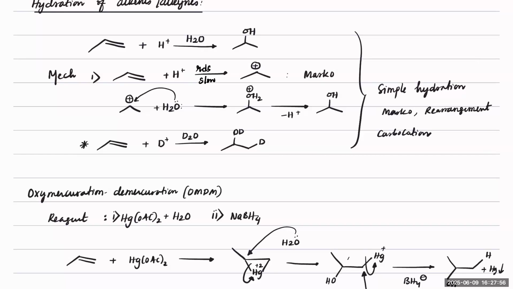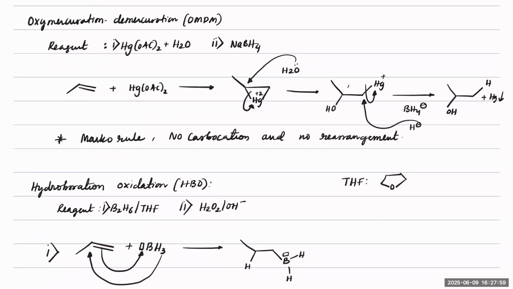May I clear, beta? Yes, sir. Another form of hydration which you will notice is oxymercuration demercuration. This is also typically used for hydration. Here, there are two reactions happening. The first reaction is called mercuration. The second reaction is called demercuration. This is the reagent used for mercuration, that is mercuric acetate in water. Second is demercuration, which uses sodium borohydride.